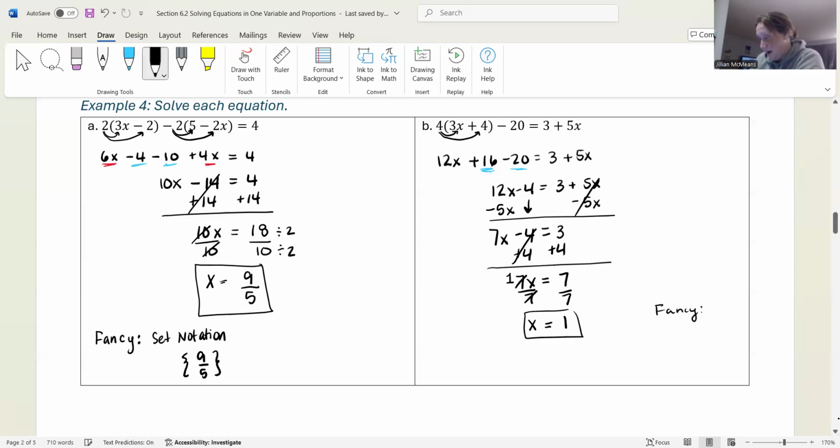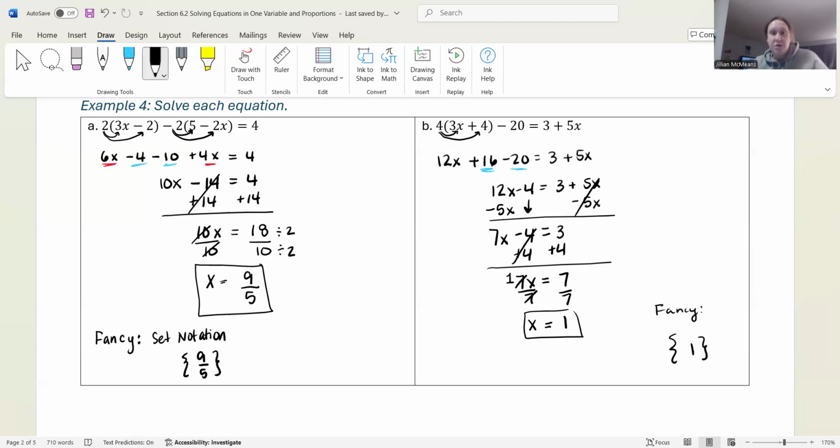And again, we're going to write it fancy. Remember, when you do set notation, you don't put the x inside the curly braces. You just put the value for x. So this says the solution for x, or the solution for this equation, contains the value 1. Okay? And that is solving multi-step equations.